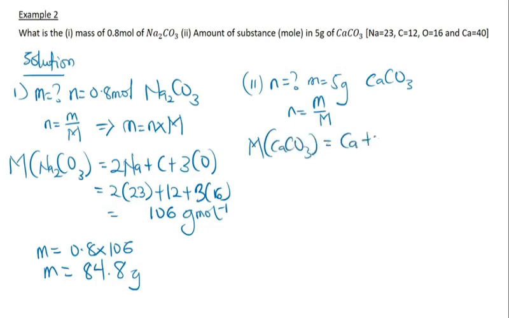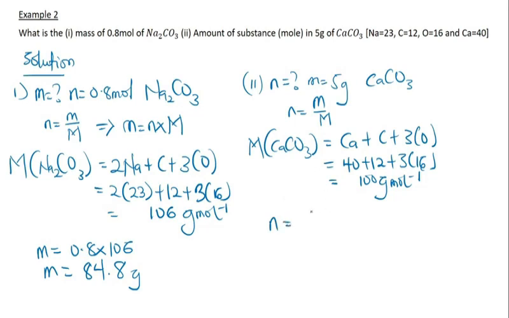So the molar mass of calcium carbonate is equal to calcium plus carbon plus 3 moles of oxygen. So we have calcium as 40 plus carbon as 12 plus 3 times, in bracket, 16 for the oxygen. So our molar mass, if we input this into the calculator, is 100 gram per mole. So our mole, or the amount of substance, is 5 grams over 100 gram per mole. So our mole over here is what?